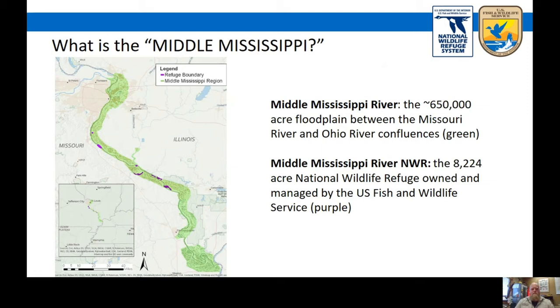Now, specifically, the Middle Mississippi River National Wildlife Refuge, the focus of the goals and objectives and strategies of tonight's talk, is the 8,000 plus acre National Wildlife Refuge owned and managed by the U.S. Fish and Wildlife Service, depicted in the map here in purple shading. There are 7 divisions: Monroe County, the northernmost, and the southernmost down in Randolph County.